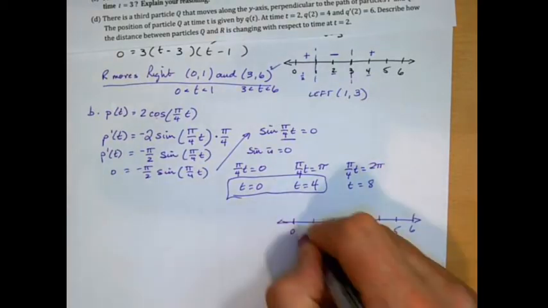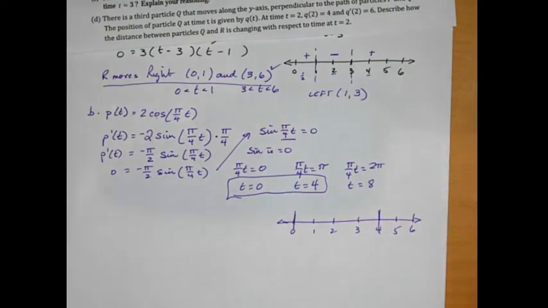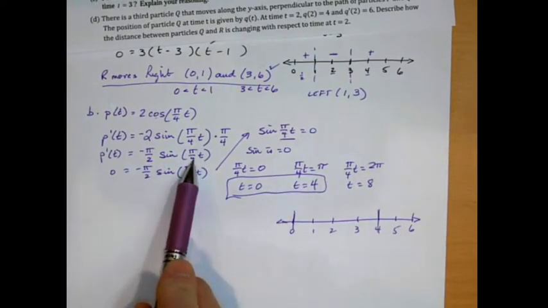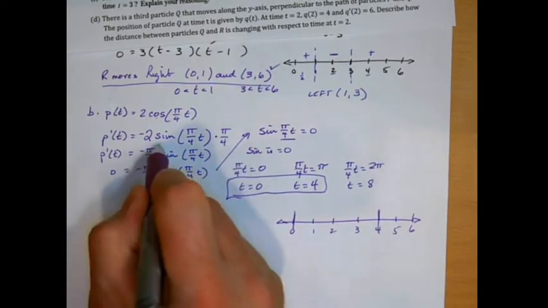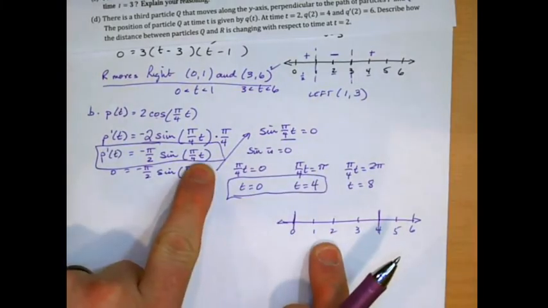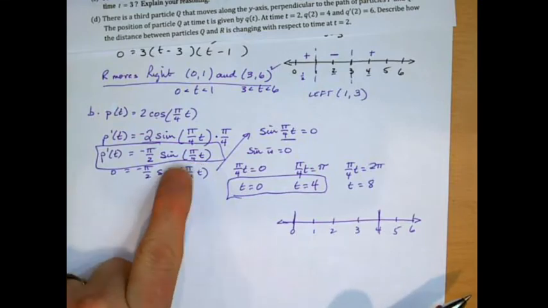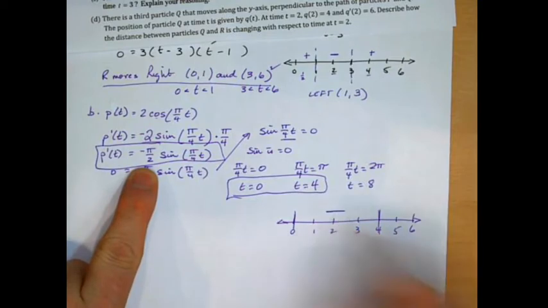So 0 is one of the times, and 4 is one of the times. If I pick a value of 2, the sine of pi over 2 is 1, times the negative. Here's my derivative that I'm going to plug into. If I plug in 2, I get pi over 4 times 2, which is pi over 2. And the sine of pi over 2 is 1. 1 times the negative is a negative.